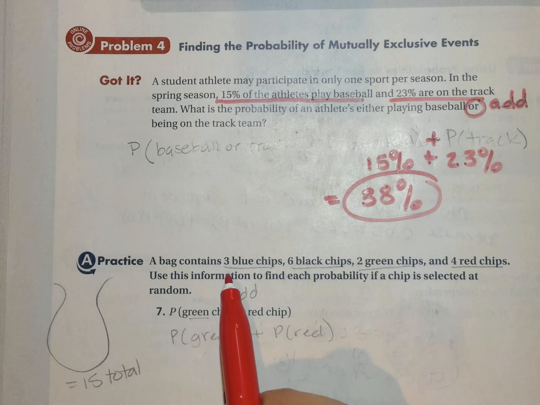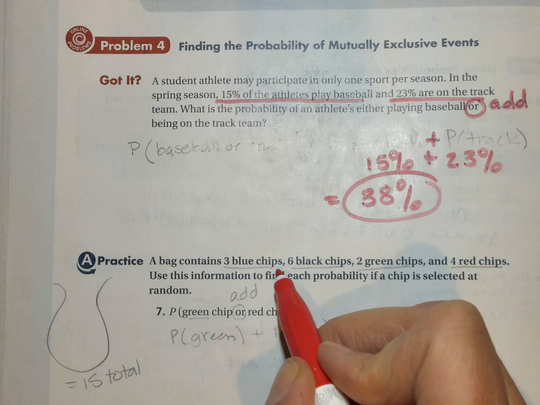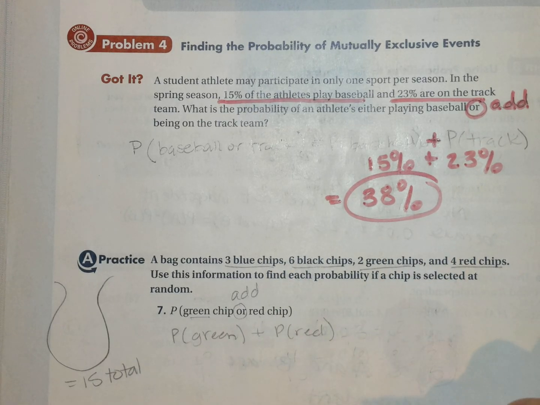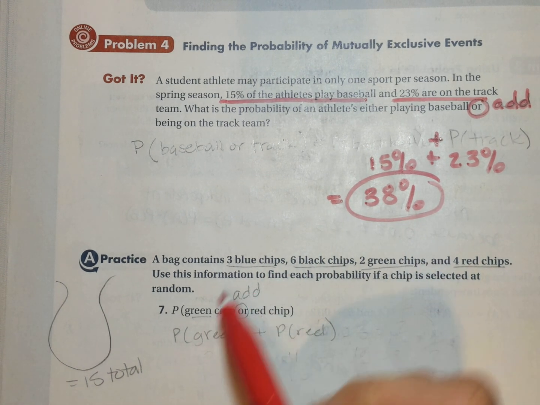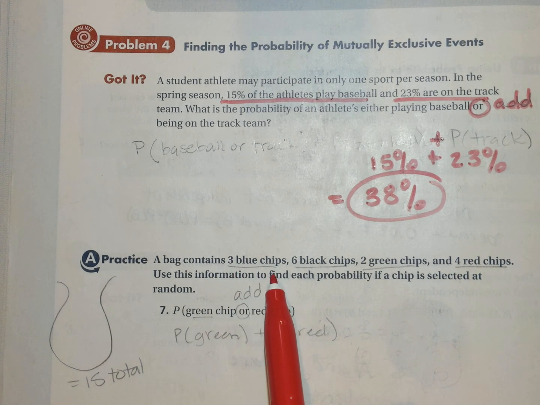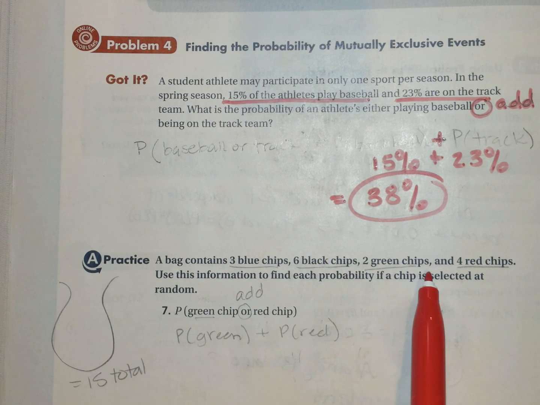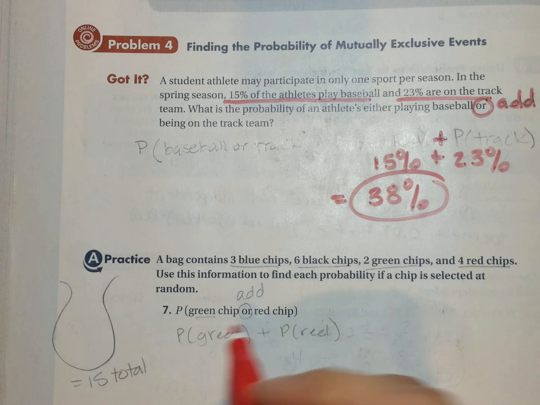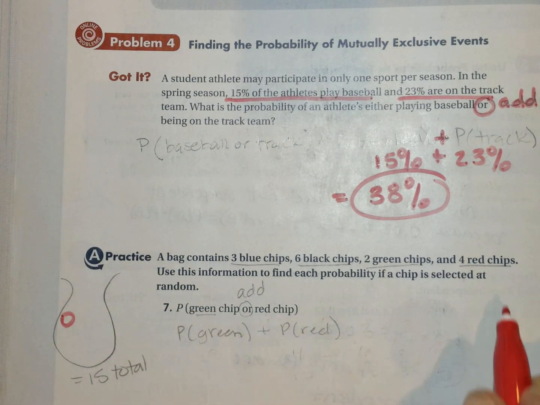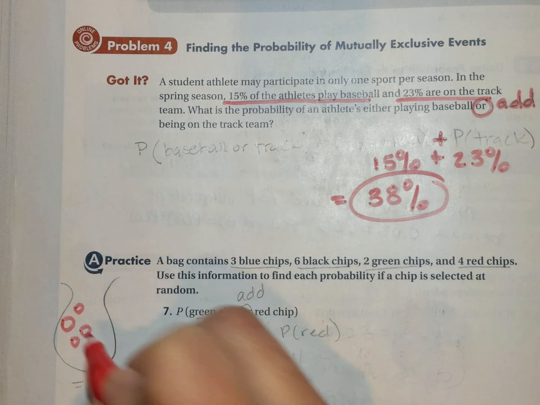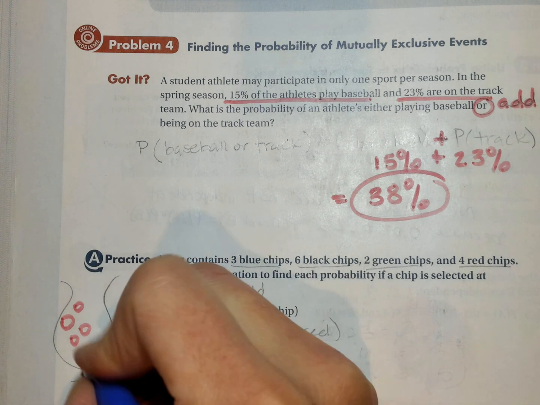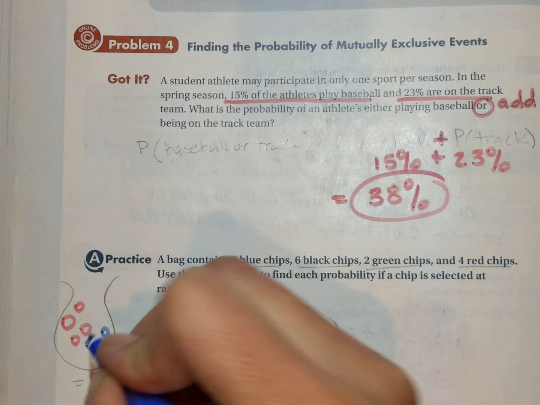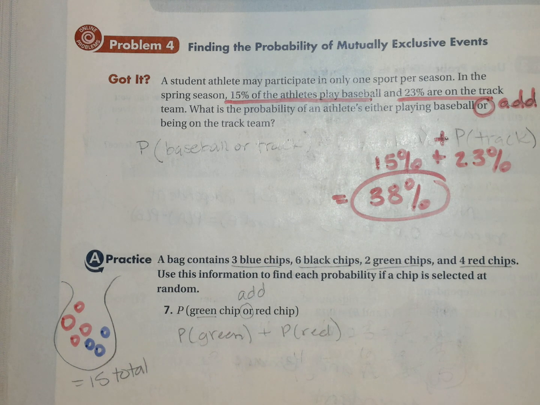It says a bag contains 3 blue chips, and a chip, I'm thinking of like a poker chip. I don't know what other kind of chip. It's not chips that you eat, because that would be really weird. So anyways, a bag contains 3 blue chips, 6 black chips, 2 green chips, and 4 red chips. Like just little round things. So there's 4 red. Since I have a red, I'll show the 4. I'm not going to show all of them, but I do have a blue also. So just imagine little plasticky round things that are different colors.